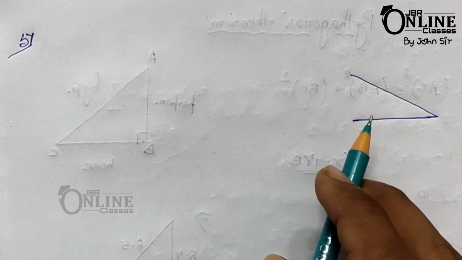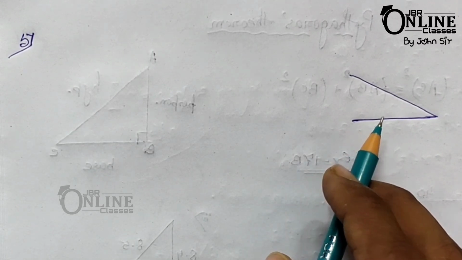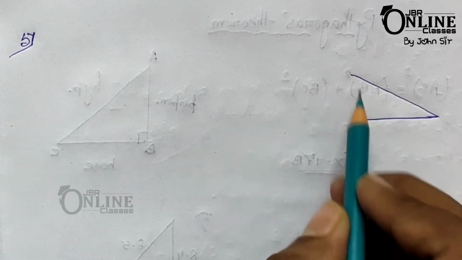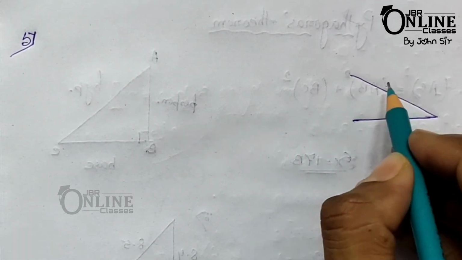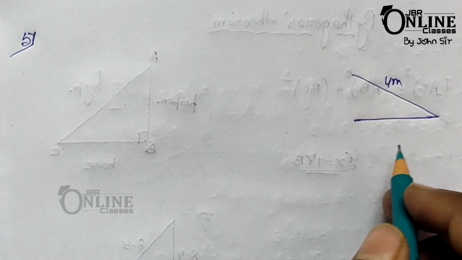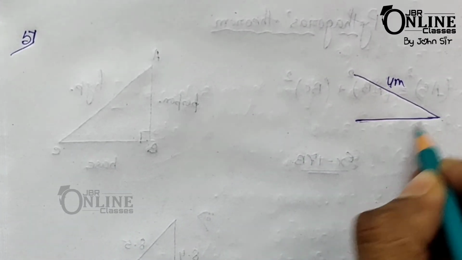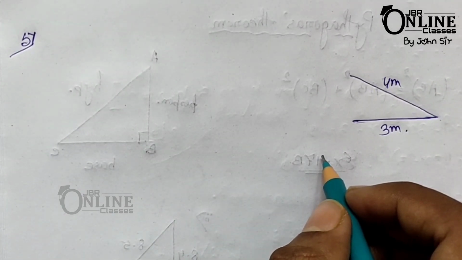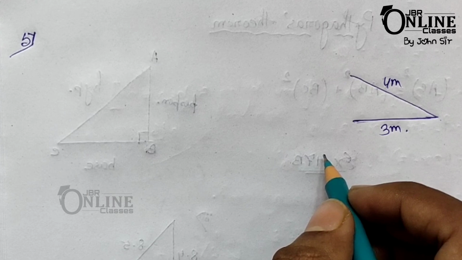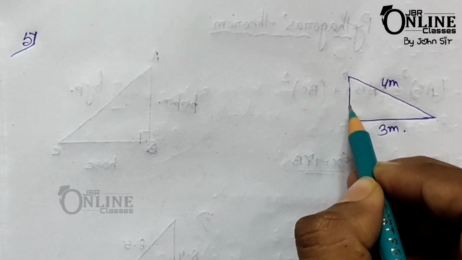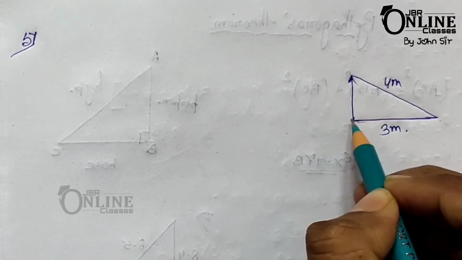Sum number 5. When the sun is directly overhead, a 4 meter rod in an inclined position. So suppose this is the rod which is 4 meter, in an inclined position, so that its shadow is 3 meter. How much higher is one end of the rod than the other? That means you have to find out the height of this one.